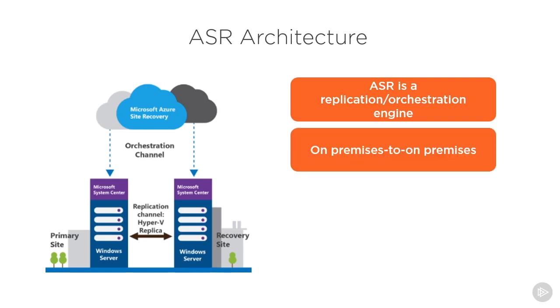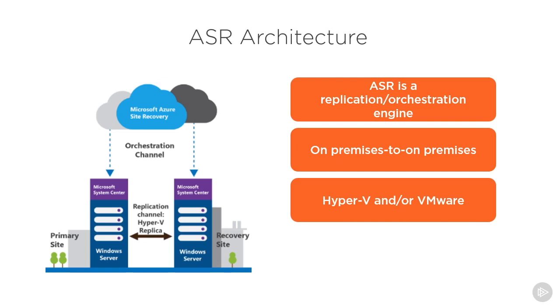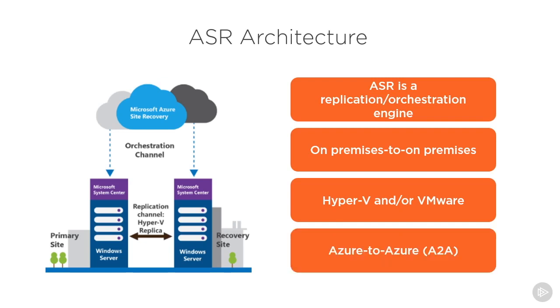So on-premises to on-premises is another example where you're using Azure Site Recovery as an orchestration channel. Another neat thing about ASR is that you can replicate, failover, and failback not only Hyper-V virtual machines, but also VMware ones. Now, all of that is great when you're involved in a hybrid cloud environment. But what we're going to do in this module is look at the Azure to Azure, or what Microsoft employees call A to A use case.